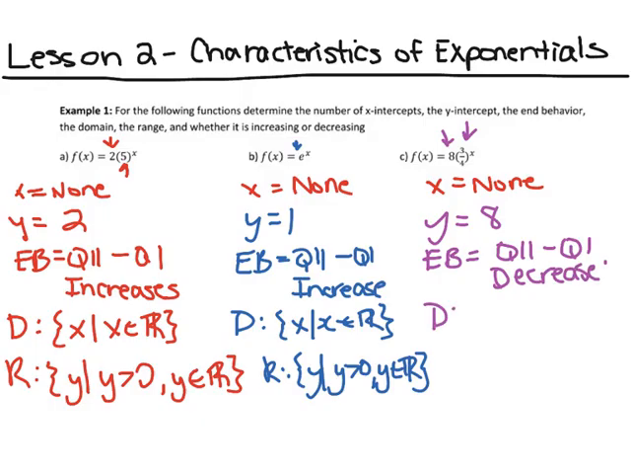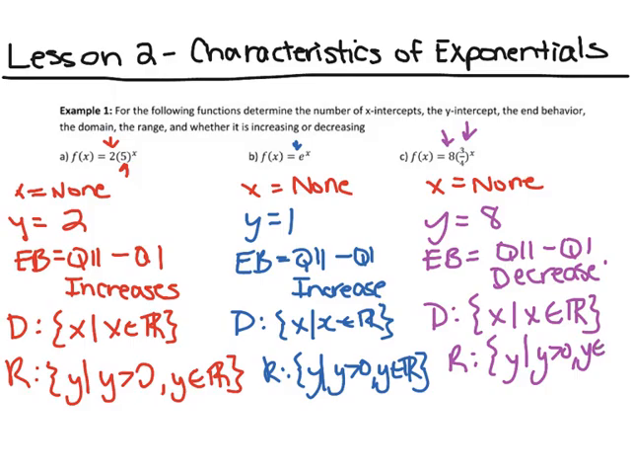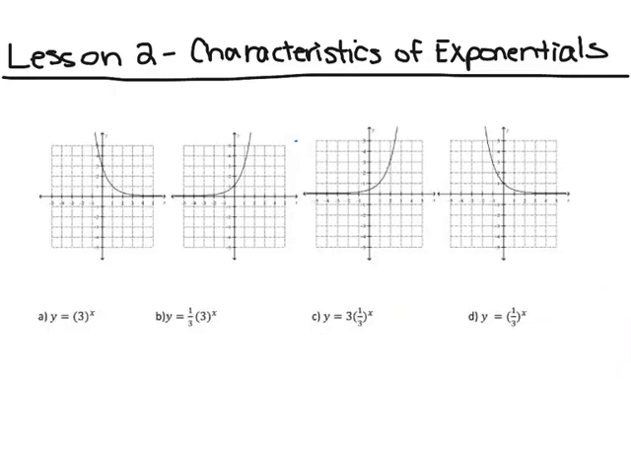The domain is x such that x is an element of the real numbers. And the range is y such that y is greater than 0 for the element of the real numbers. For the next example, we want to match the graphs to the equations. Because every graph will have a certain y-intercept and it's increasing or decreasing, that is how we match.